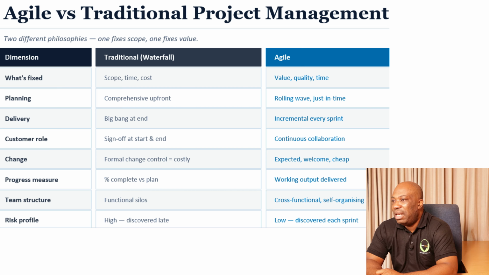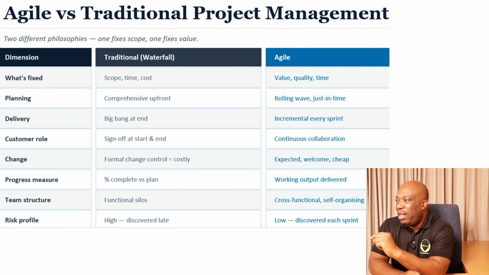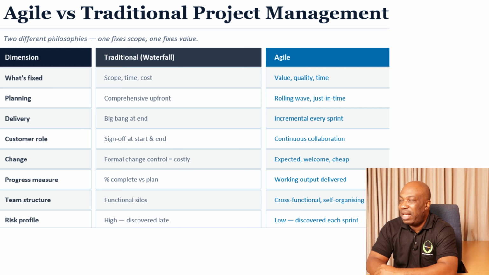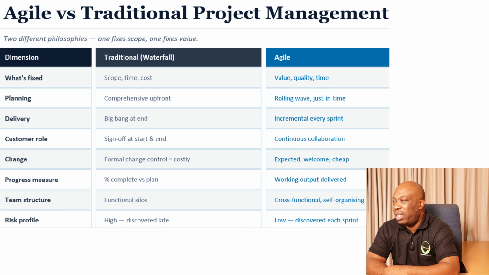Then when it comes to the dimension of planning, with traditional or waterfall, we have comprehensive planning upfront. In most cases, for traditional approaches, you plan upfront before doing anything else. And then when it comes to Agile, we have what is called rolling wave, just-in-time planning. You plan as you get closer to execution of some of the project activities.